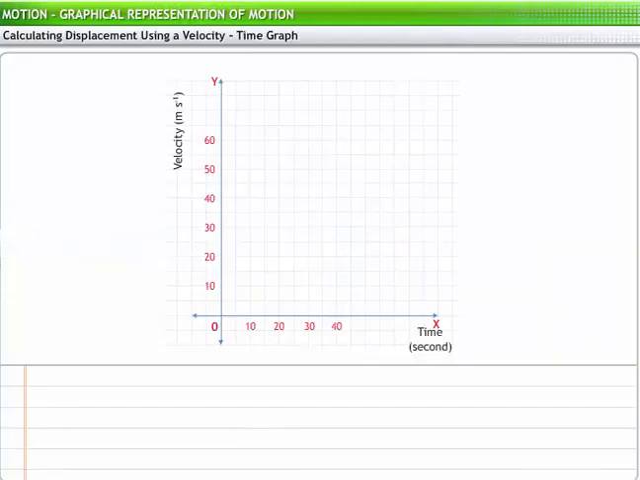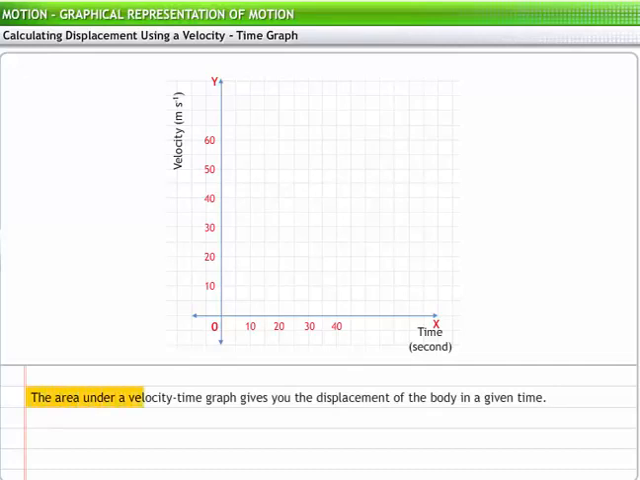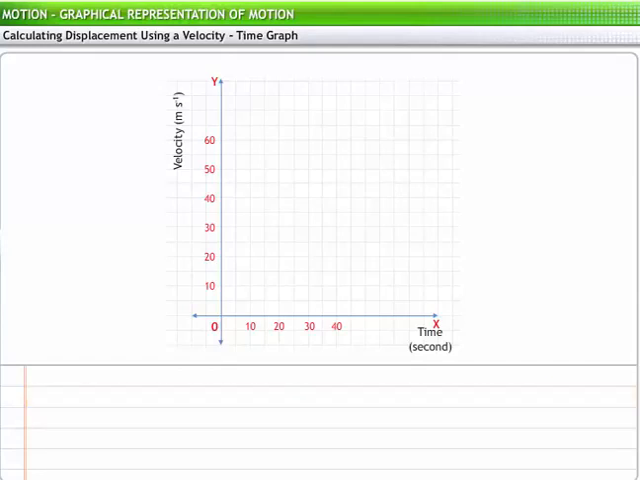Just as you can use a distance-time graph to determine the speed of an object, you can use a velocity-time graph to determine the displacement of an object. The area under a velocity-time graph gives you the displacement of the body in a given time. Consider the velocity-time graph of a car moving with uniform velocity, say 30 meters per second.